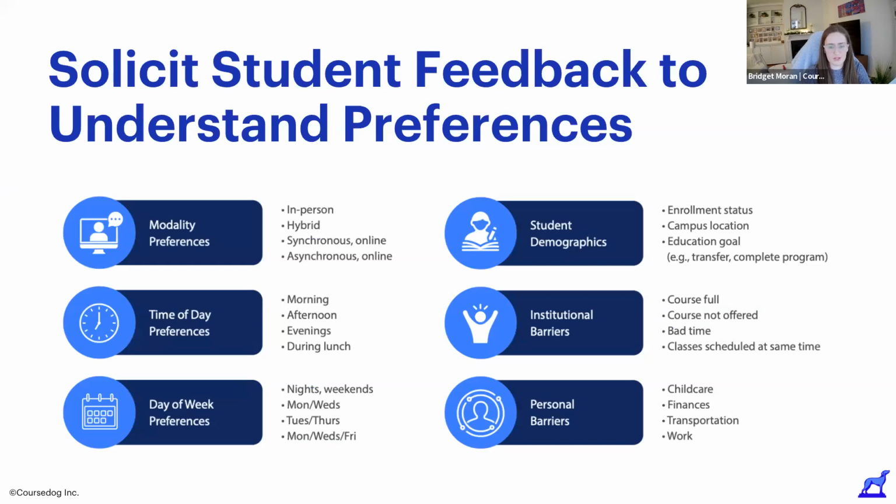While institutions frequently survey students on a variety of topics, I think that course scheduling is rarely one of those. However, these questions can yield helpful insights for creating the course schedule. The areas listed on the left, modality, time of day, and day of week, these preferences are all definitely important. But I think, at least to me, the topics on the right side are just as important. Institutions should seek to understand how different student groups are impacted by course access and ask demographic questions such as about their enrollment status, the campus they attend, and the goal of their studies.